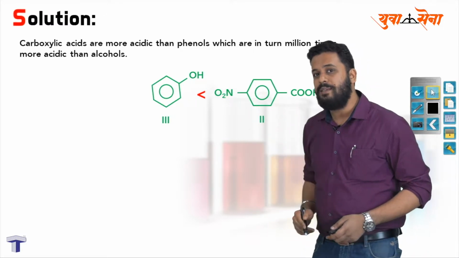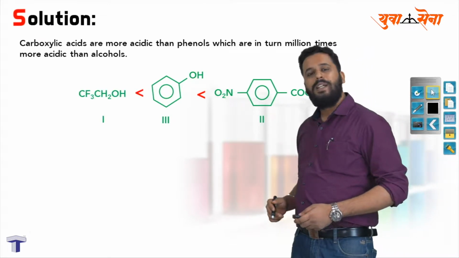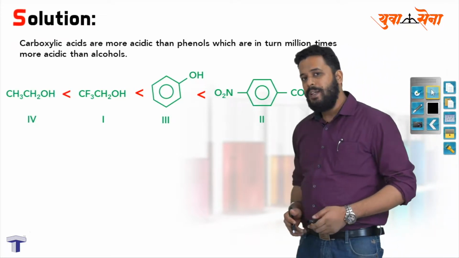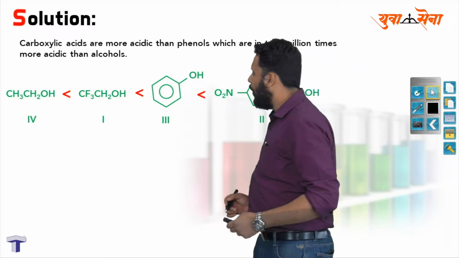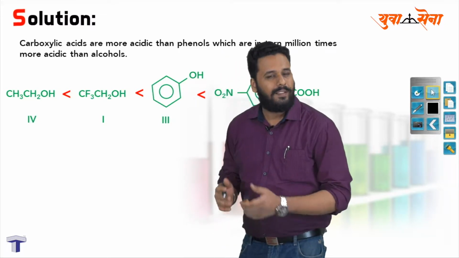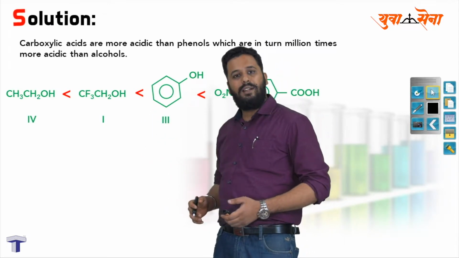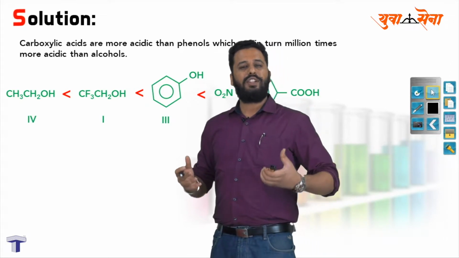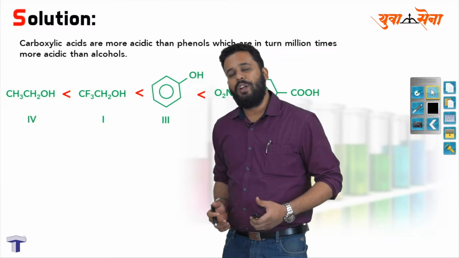Now the question arises, why is it that structure number 1 is more acidic as compared to structure number 4? In order to answer this question, I would like to draw the structure of the conjugate base of these acids. These are alcohols, but as we know, they do behave like acids. So we are going to draw their conjugate base. We will see whichever conjugate base is stable, that is obviously going to be more acidic.